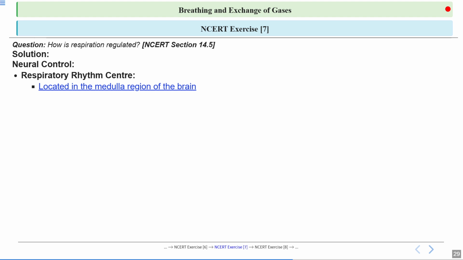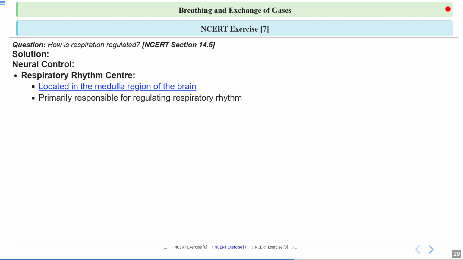You all know? Yes, medulla and pons. Very good. The medulla region is part of the medulla oblongata, a rod-like structure that comes from the posterior. This is a part of the posterior brain, and it leads to the spinal cord, right? The spinal cord is present inside the vertebral column. Now, this is primarily responsible for regulating respiratory rhythm.